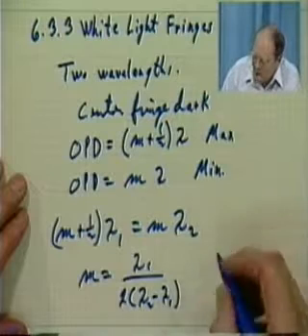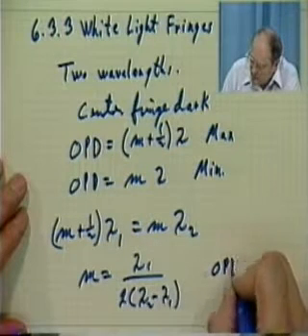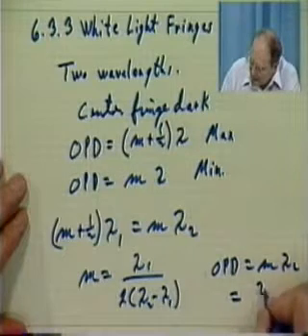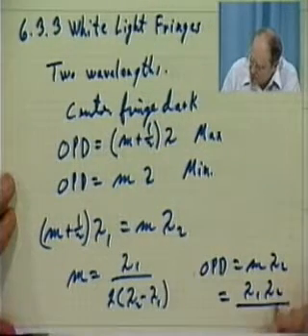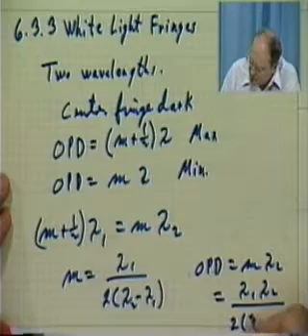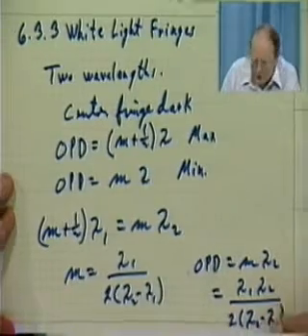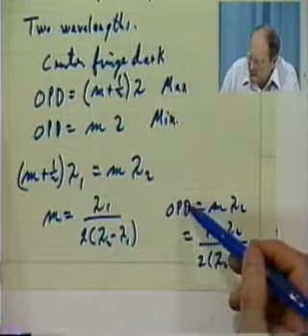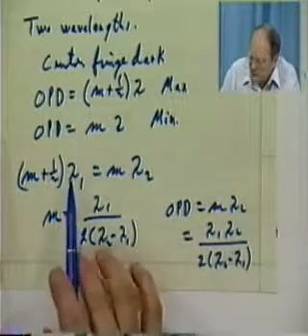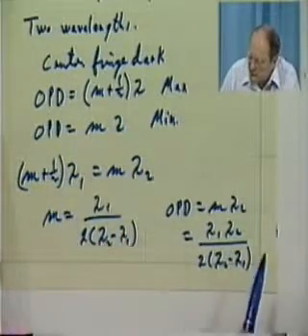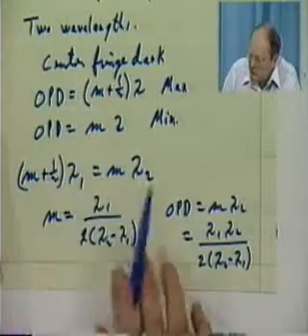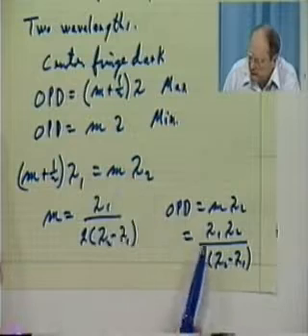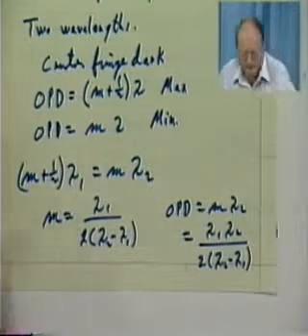So the OPD, m lambda 2, will be lambda 1 lambda 2 divided by 2 times lambda 2 minus lambda 1, something we've seen a few times before. This will be the optical path difference that causes these two sets of fringes to go out of step. We have a maxima for one falling at the minima of the other one with this optical path difference.